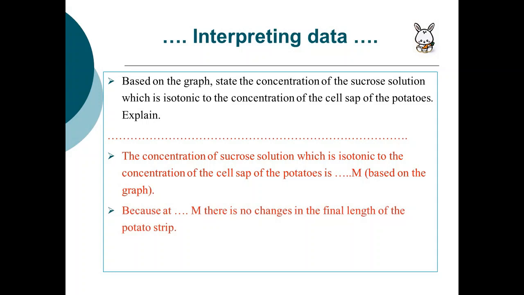So this is the suggested answer: because at the particular concentration, there is no change in the final length of the potato strip. Water molecules diffuse in and out of the potato strip at the same rate. So this is the proof of the isotonic. The solution is isotonic to the potato cell sap.